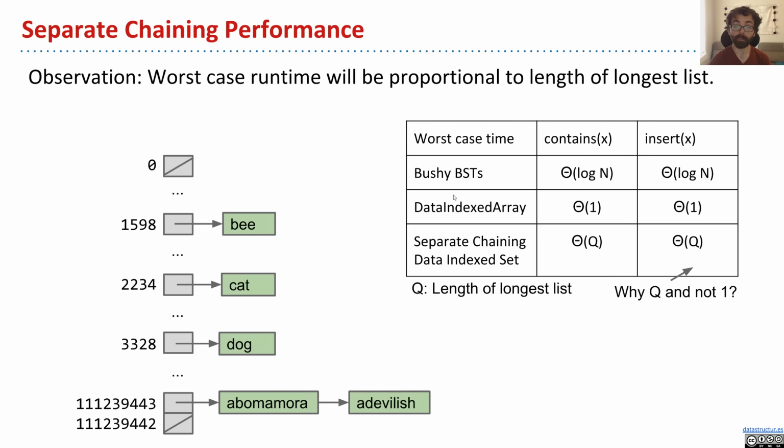In other words, with our old data indexed arrays, it's just a simple is it true or false to get the contains operation. But for our separate chaining data indexed set, if the list is of size q, I'm going to have to spend q time finding that item.